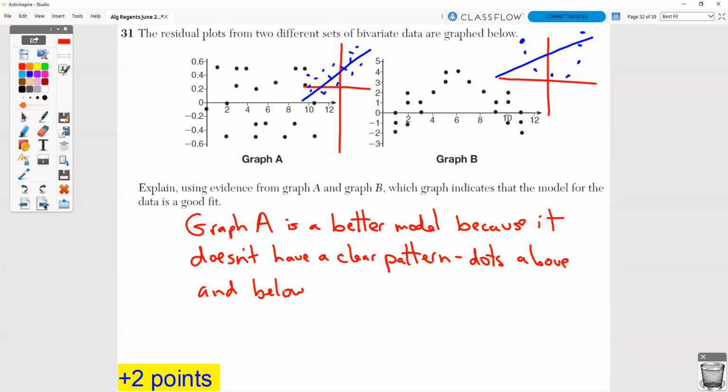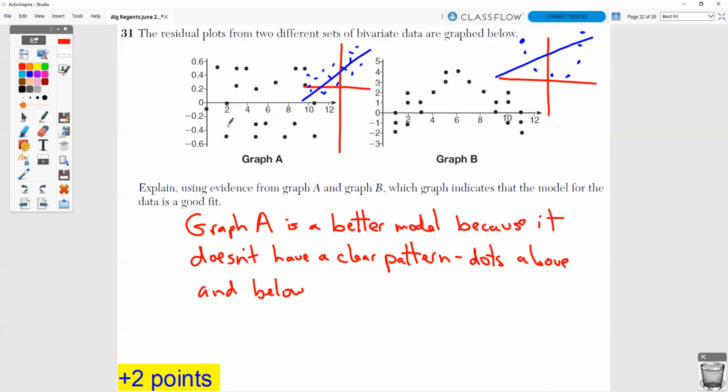We don't see these questions too often, but residual plots are listed below. Explain using evidence from graph A and B which graph indicates that the model for the data is a good fit. So we want to see linear here.